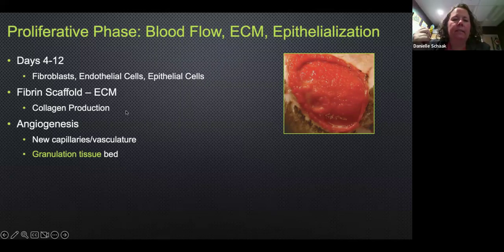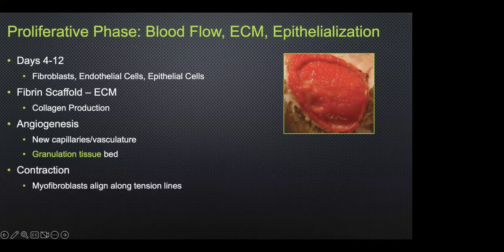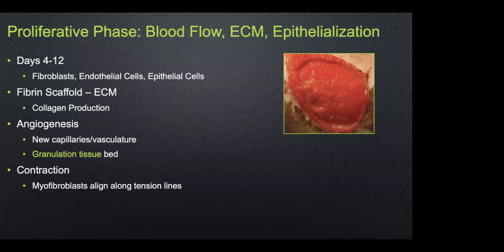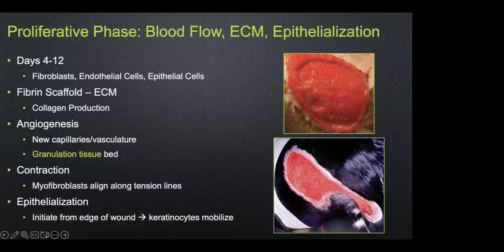Okay, perfect. You also see contraction in this proliferative phase where myofibroblasts start to align along tension lines, and then eventually epithelialization. So that's where the skin cells originally start along the edge of the wound and they start to mobilize and creep towards the center of the wound bed. That's why you typically see new skin form first around the circumferential edge, and eventually those cells migrate towards the center. As you can see here, the center of this wound still has some healthy granulation tissue, but the edges have started to contract with a new layer of keratinocytes or epithelial tissue.